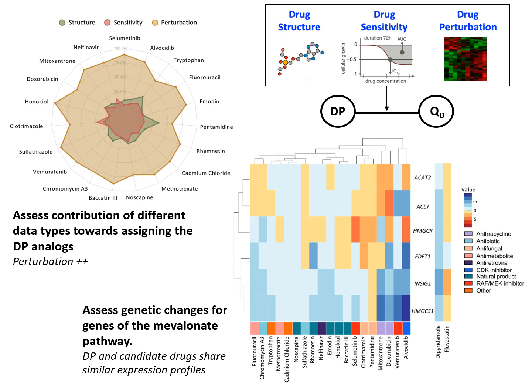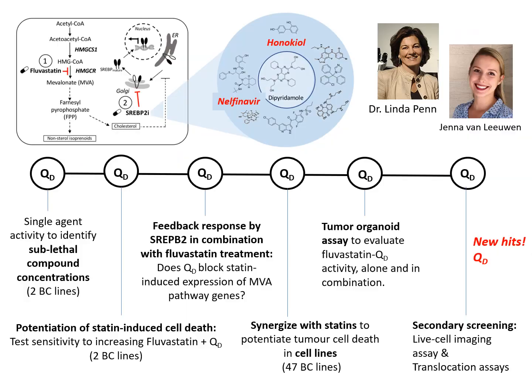And we can see that they share very similar expression profiles for the genes. So, taking this further, really spearheaded by Dr. Linda Penn at the UHN and her PhD student Jenna Van Leeuwen, the Penn Lab ran a large range of experiments to assess the effect of these query drugs in targeting the mevalonate pathway, and also assessing how these drugs would behave with respect to statin exposure. Would they mechanistically block SREBP2, the rate-limiting regulator of the mevalonate pathway? And what is the synergistic behavior?